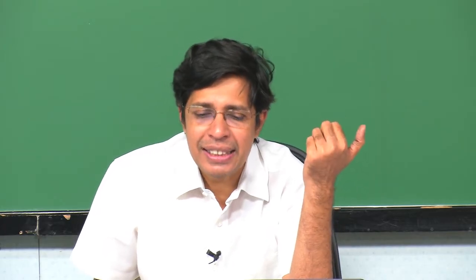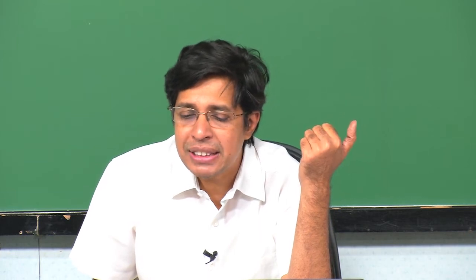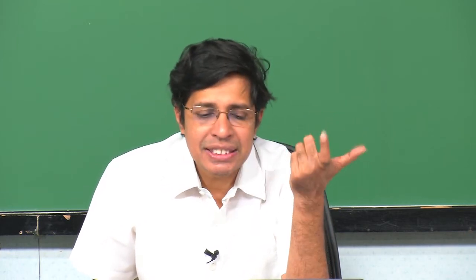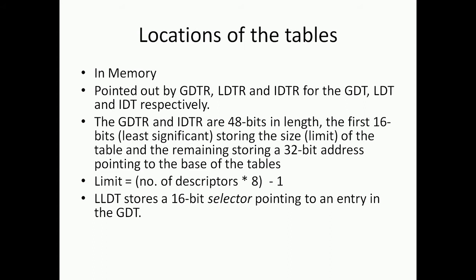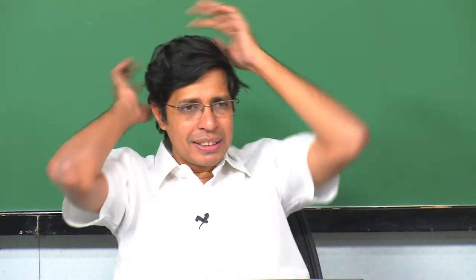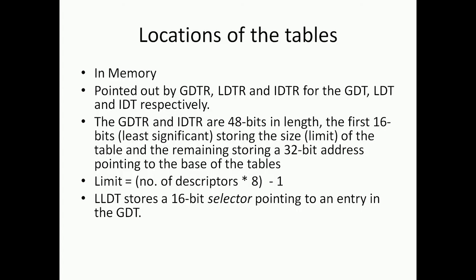In the GDTR and IDTR, we store 48 bits in length. The least significant 16 bits will store the size of the table, and the remaining will store a 32-bit address pointing to the base of the table. So, the GDTR essentially has totally 48 bits. 32 bits will tell where the table starts, 16 bits will tell me what is the size of this, right.